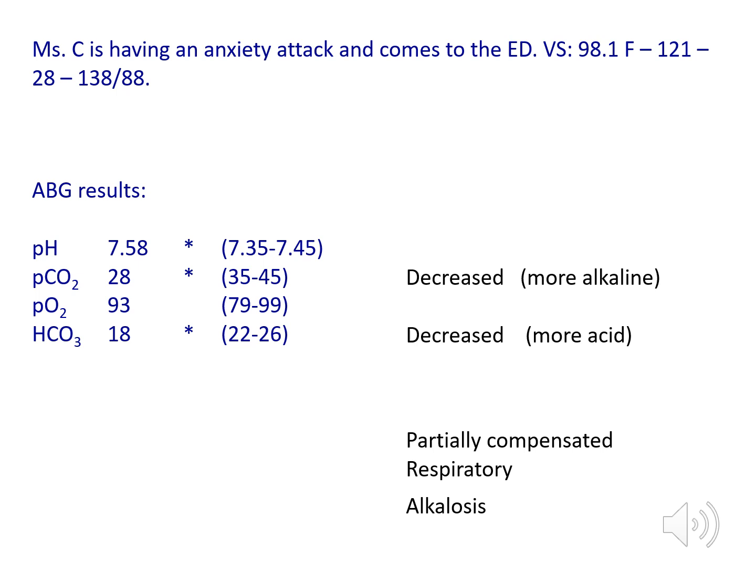Okay, so since we picked the PCO2 as the cause of the problem, now we need to look at the bicarb to see if it's trying to compensate for the problem. Is the bicarb trying to make us less alkaline? Yes, it is. It's trying to make more acid to counteract the alkalinity. Did it succeed in bringing the pH back to normal? No, because the pH is still outside of normal limits. So we call this partially compensated respiratory alkalosis.